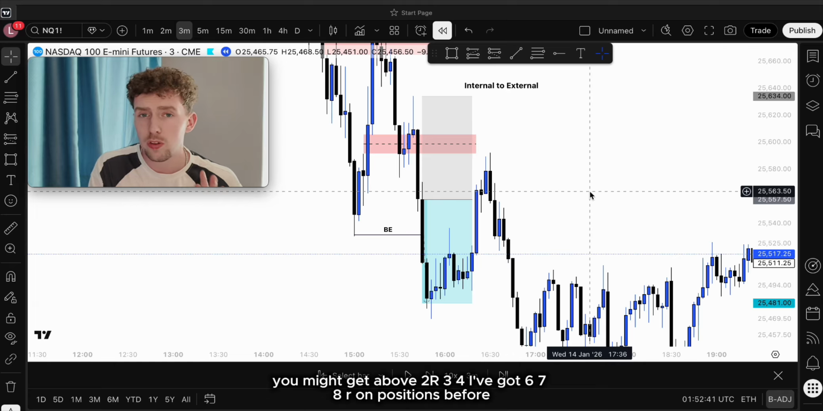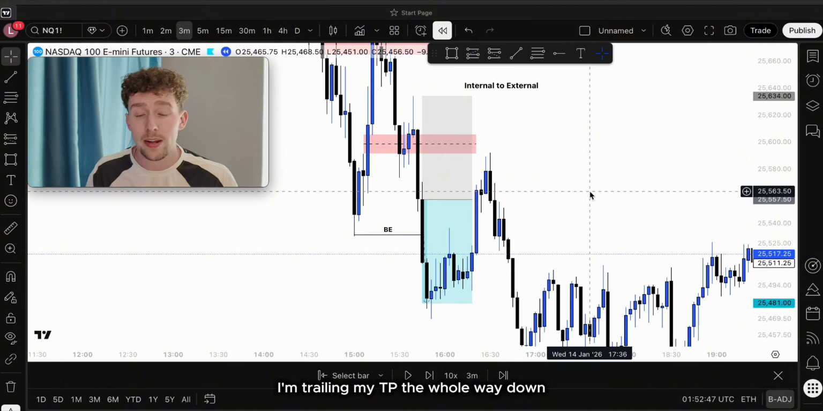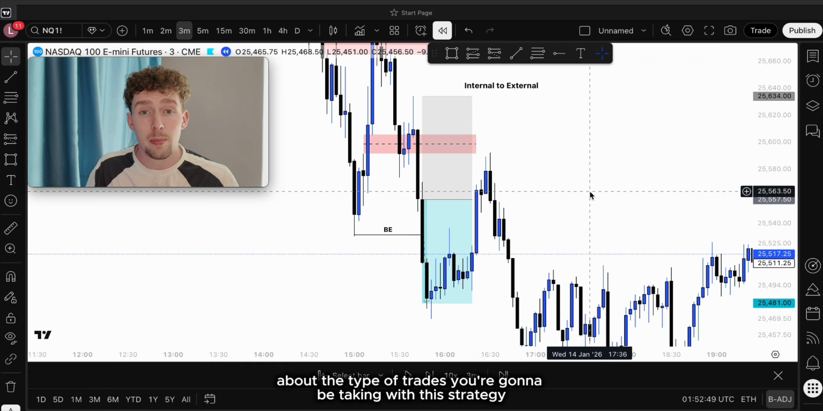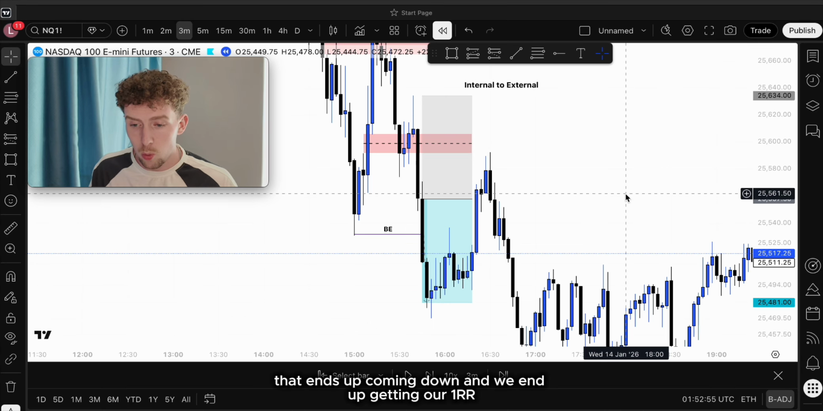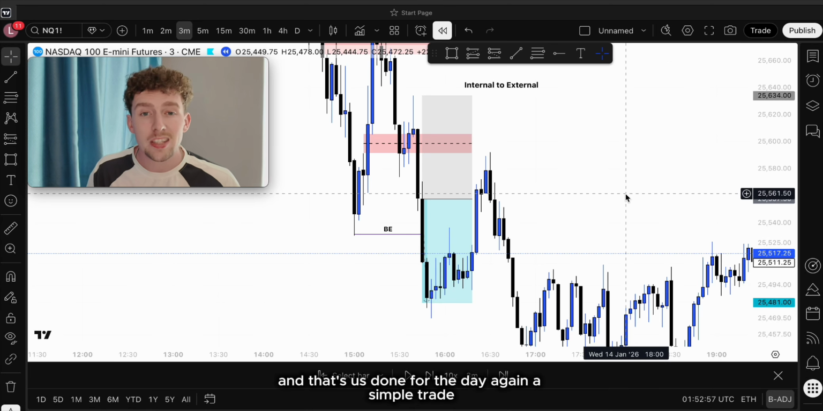You might get above 2 hour, 3, 4. I've got 6, 7, 8 hour on positions before from trailing my TP the whole way down. But I'm trying to be real and honest about the type of trades you're going to be taking with this strategy. And as you can see, that ends up coming down and we end up getting our 1 hour. And that's us done for the day again.